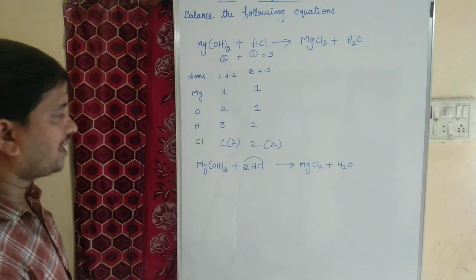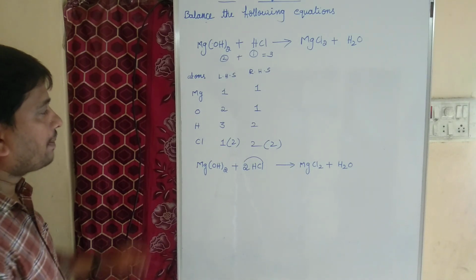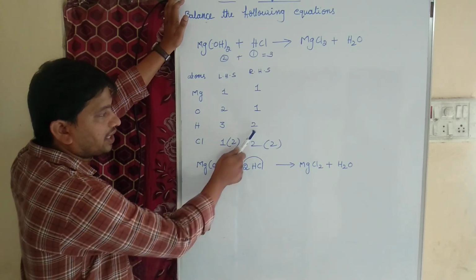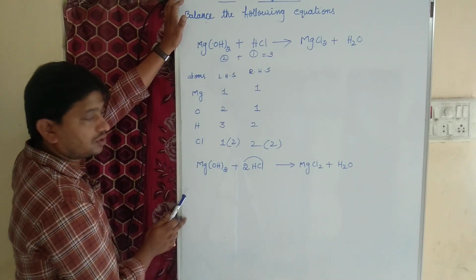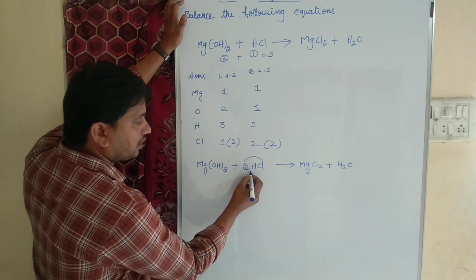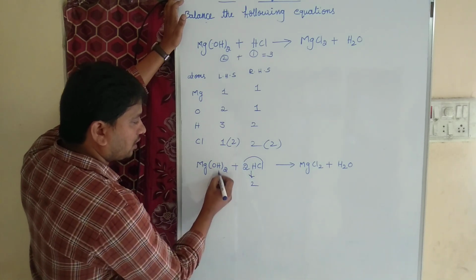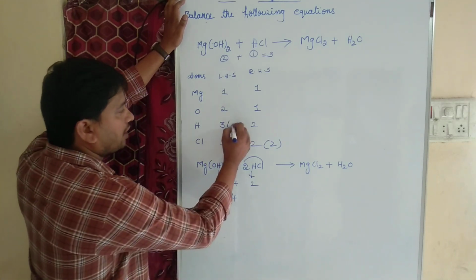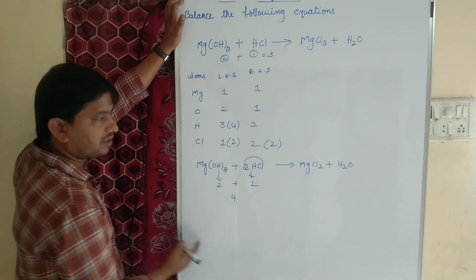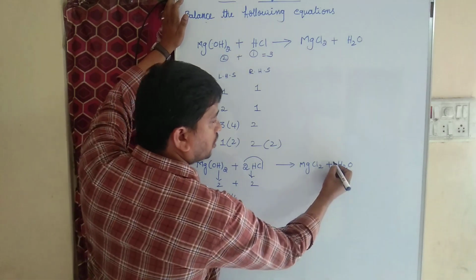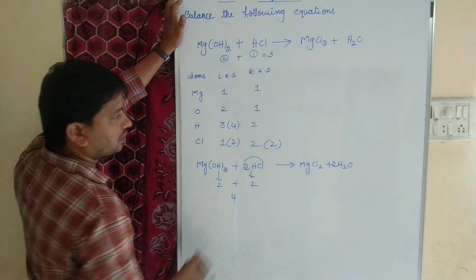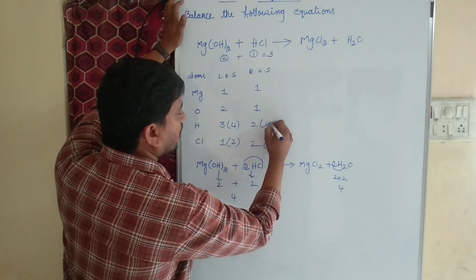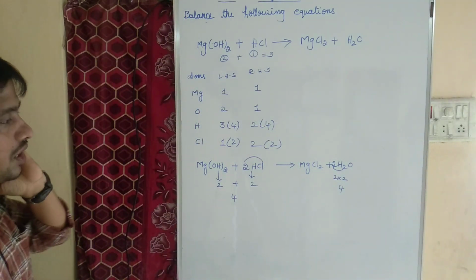They both got balanced. Now coming to hydrogen. Here we have 3 atoms of hydrogen, whereas here 2 atoms of hydrogen. But when we added 2 over here, this will become 2 atoms of hydrogen. Here also 2 atoms of hydrogen. 2 plus 2, total 4 atoms of hydrogen on LHS. But on RHS we have only 2. So due to that reason, let me add 2 over here. So 2 into 2, that is 4 atoms of hydrogen. Hydrogen also got balanced.